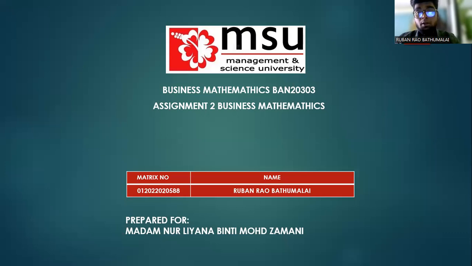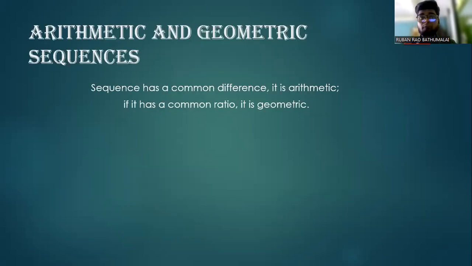So I'm Gopendra Bathumalai. My matrix number is 01202022088. Today I want to present about the subject of business mathematics. This is called assignment 2 actually. So today I want to talk about topic 4, which is arithmetic and geometric sequences.